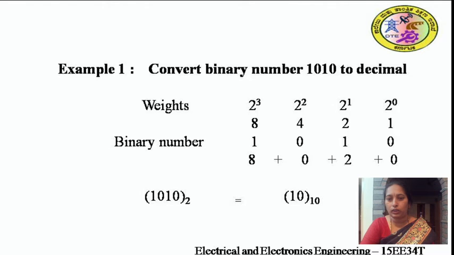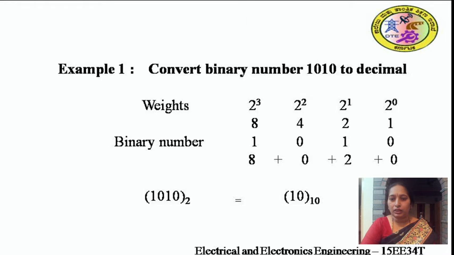Here 1010, this binary number has 4 bits, and the powers range from 2 to the power 0 to 2 to the power 3. That is 4 minus 1 is 3. So 2 power 0 to 2 power 3, from LSB to MSB, that is from right to left. The power goes on increasing.